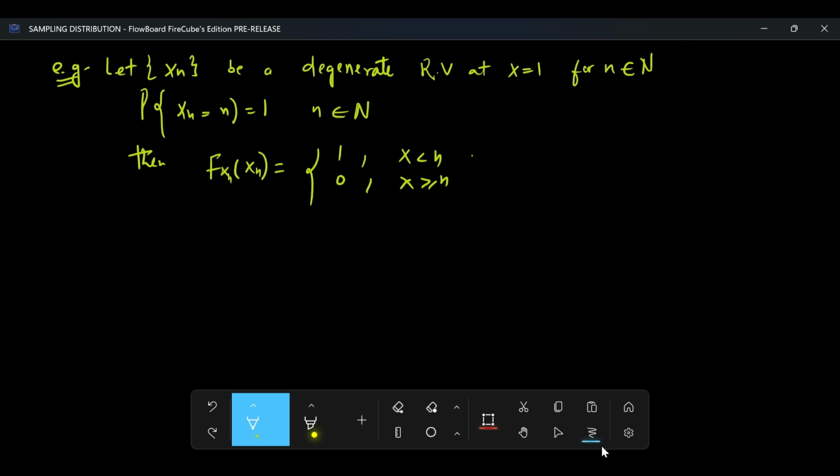See, let Xn be a degenerate random variable at x equal to 1. What's a degenerate random variable? That is this. So variance is 0, expectation of X is 0, and a degenerate random variable is independent of all distributions, whether it would be discrete or continuous.